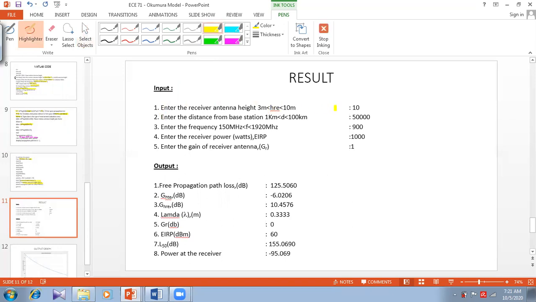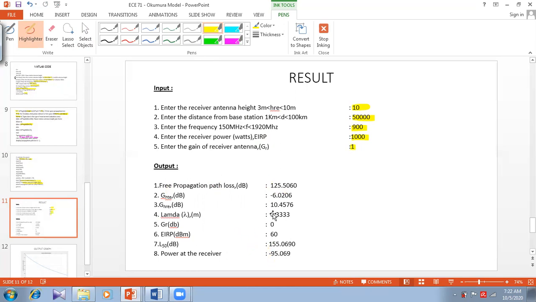Just to give an insight into how your input and output will be, you will have to enter your receiver antenna height and your distance. Here it is shown wrongly, it is not 50,000, it has to be in kilometers, so it has to be 50 kilometers. It is in meters here, but it should be given in kilometers. And the frequency is 900 megahertz, EIRP is given as 1000, and the antenna gain is given as 1, and we get the corresponding outputs.